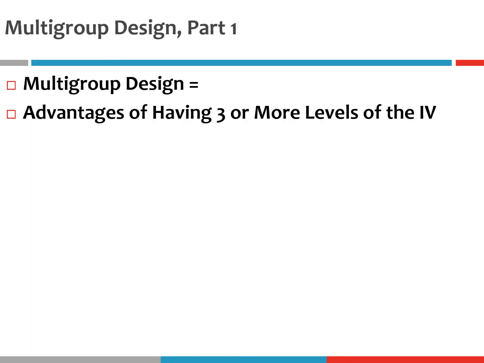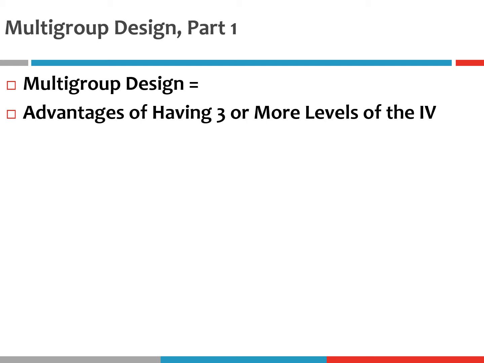So multi-group design is having three or more levels of your independent variable, or three or more groups. Previously we talked about the two-group design, where you have a treatment group and a control group, and you hypothesize that the treatment group would do better than the control group. Sometimes it's better to have more than two groups. So you can have more than one treatment group.